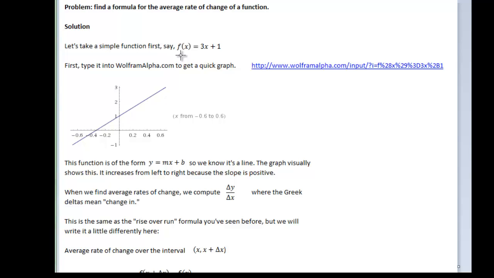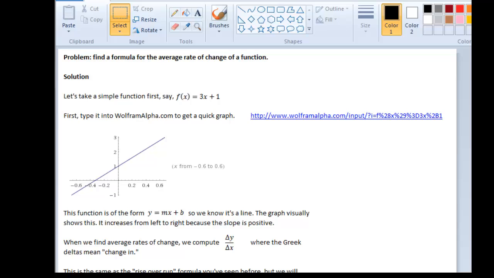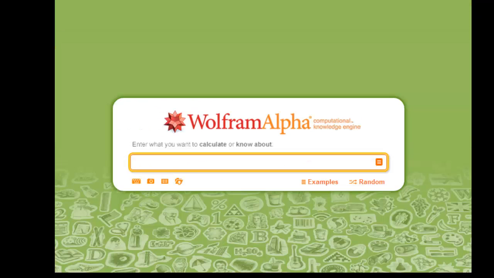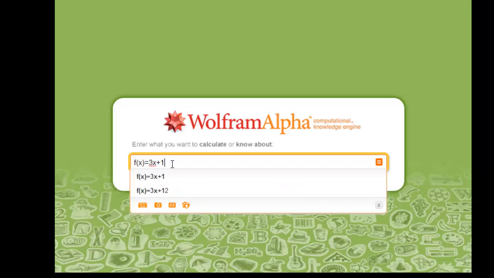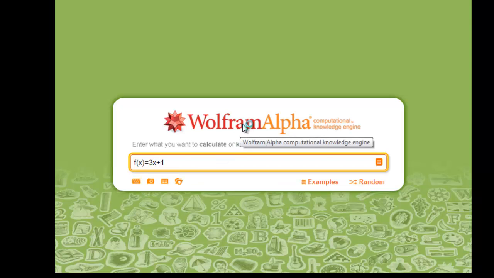All that probably sounds very abstract, so let's take a look at a picture. First, anytime you have to deal with a new function, I suggest you generate a quick graph of it to see what it looks like. You can do that easily with Wolfram Alpha. Type in 3x plus 1, and it'll do all the work for you.